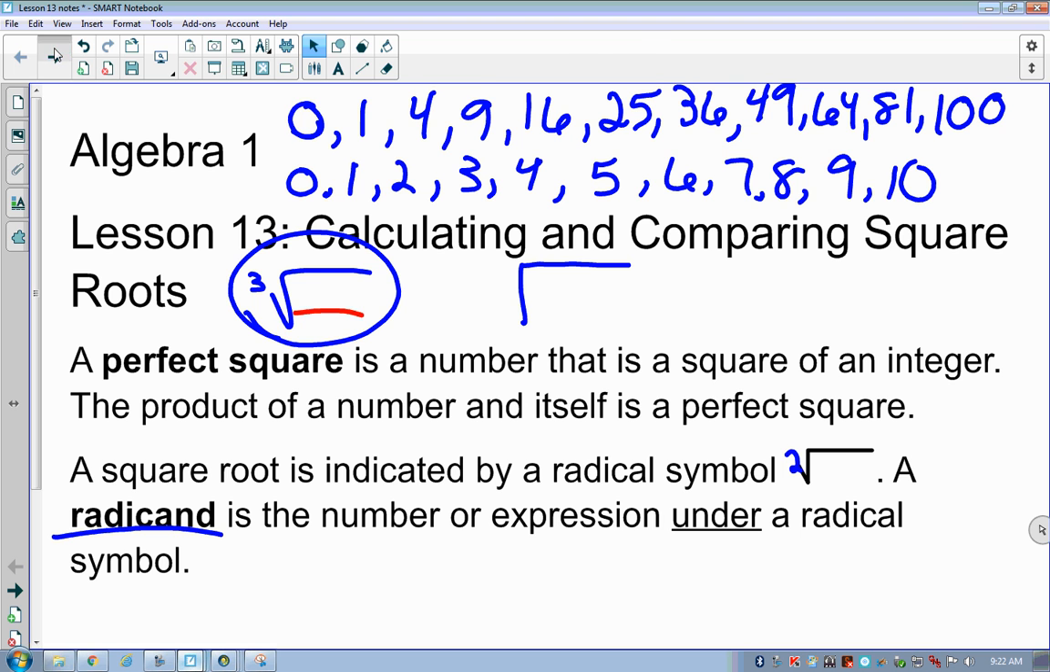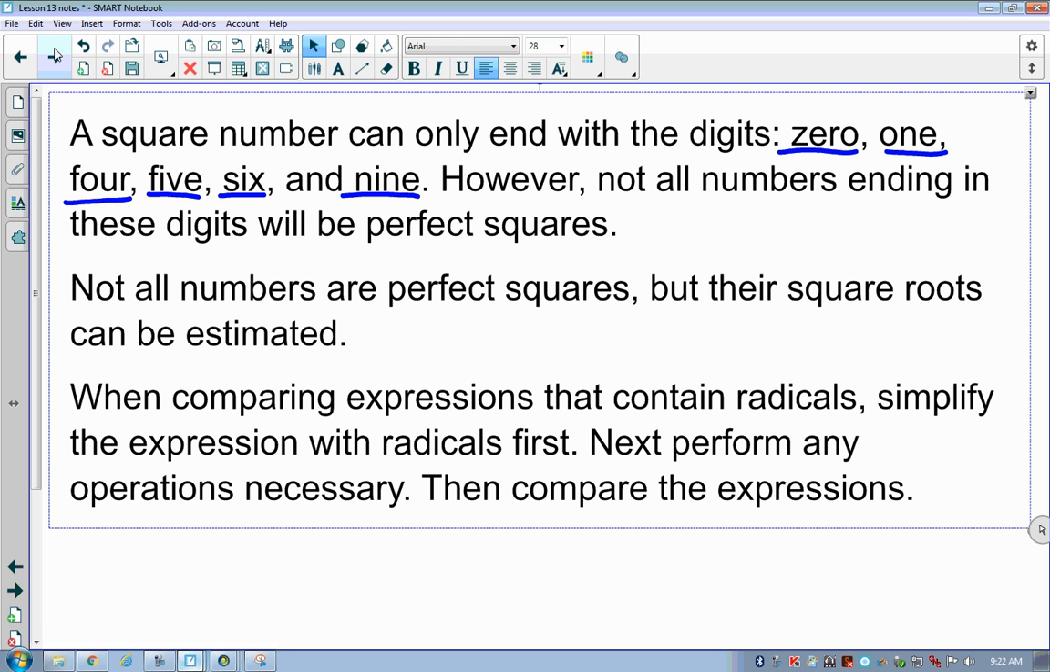However, not all numbers ending in those digits are perfect squares. For instance, 6 is not a perfect square, even though 36 is. Does that make sense? Not all numbers are perfect squares, but their square roots can be estimated. Although 47 is not a perfect square, we can still find the square root of 47. There won't be an exact number, it'll be a decimal, but we can estimate it.